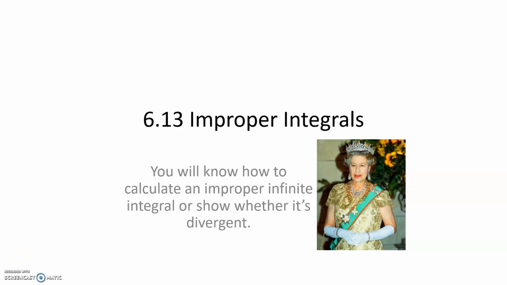Okay, so the very last section, 6.13, is about improper integrals. So this is finally the end of chapter 6. By the end of this section, I hope that you are able to calculate an improper integral and make it proper enough to show the queen.